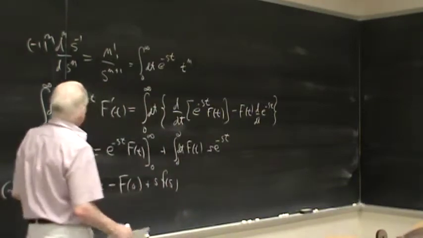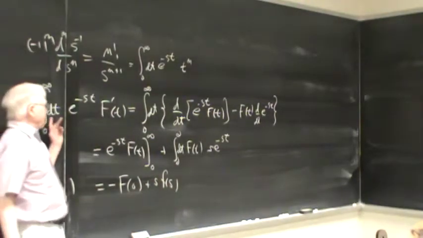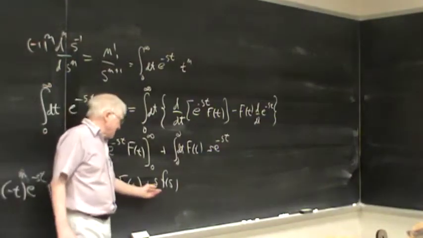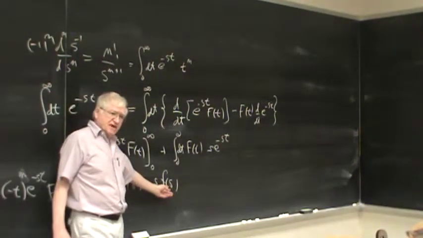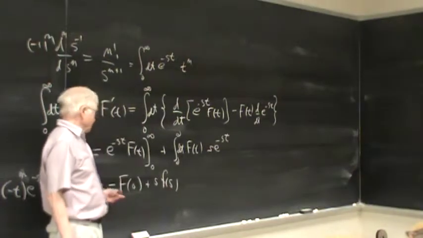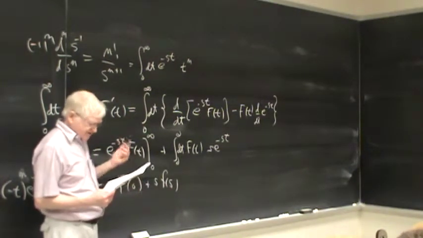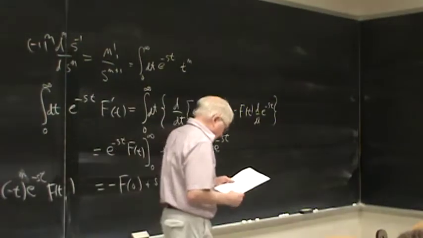Okay, so when you take the Laplace transform of a derivative, what you get is s times the Laplace transform of the function, and then minus the function evaluated at 0. So it's a curious thing, but straightforward.